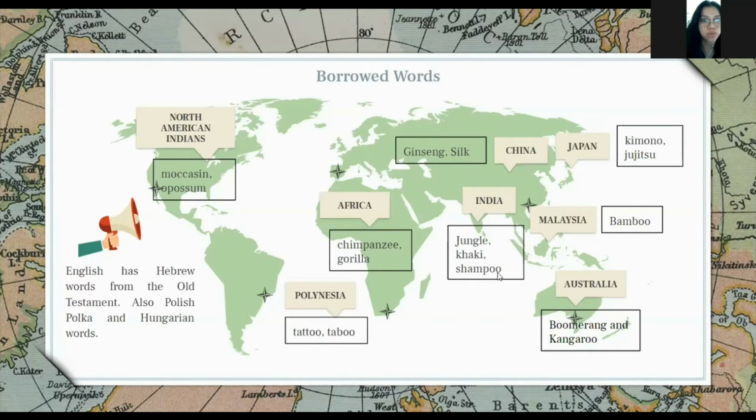From Australia and Polynesia, we have words that are related to animals and that describe external events. Words such as boomerang, kangaroo, tattoo, and taboo. From Africa, these words are usually related to animals and cultural programs that are from this country. Words such as chimpanzee, gorilla, among others. And from North American Indians, these words usually describe inanimate objects, animals, and fruits. So we have words like moccasin, opossum, pumpkin, etc. As a side note, we know that English has some Hebrew words that are related to the Old Testament. So words like Messiah, Amen, Hallelujah, among others. Also Polish, Polka, and Hungarian words such as goulash, which is a dish that is prepared in those places.